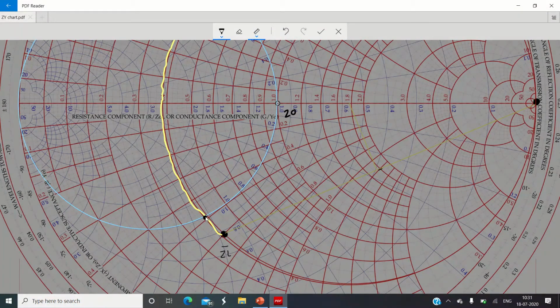Now you may say that from this point we can trace the constant conductance circle and reach here. But this is not a valid solution, please remember, because we are tracing the resistance circle. How are we tracing? We are tracing upward. That means tracing the resistance circle means a series inductor. And from here we are tracing the conductance circle. How are we tracing? We are tracing upward again. So it will give an inductor element.